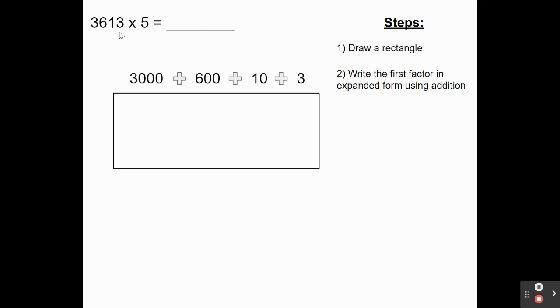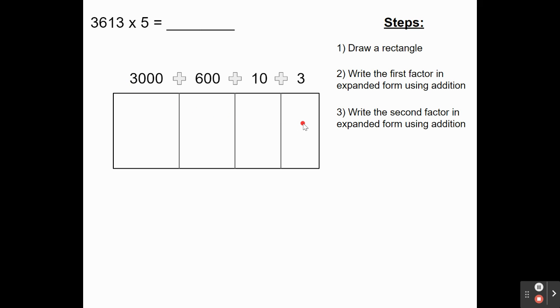Let's draw lines down each place where we see an addition sign, so that we're breaking up our rectangle into smaller rectangles. The next step is to write the second factor in expanded form using addition. The second factor is 5. Since the 5 is in the ones place, the value is 5. We're going to put that on the left side of the rectangle. Now we're going to multiply the number on the left of the rectangle, the 5, by the number that is above each of the rectangles.